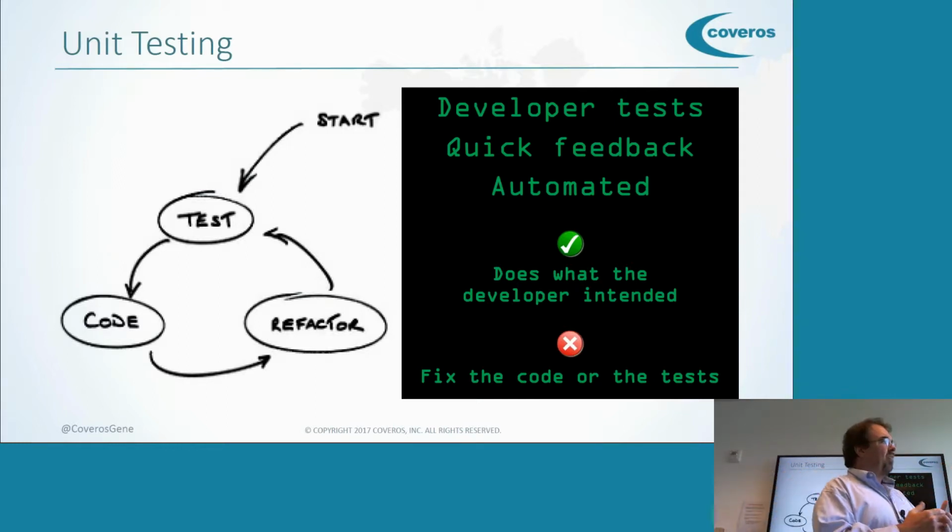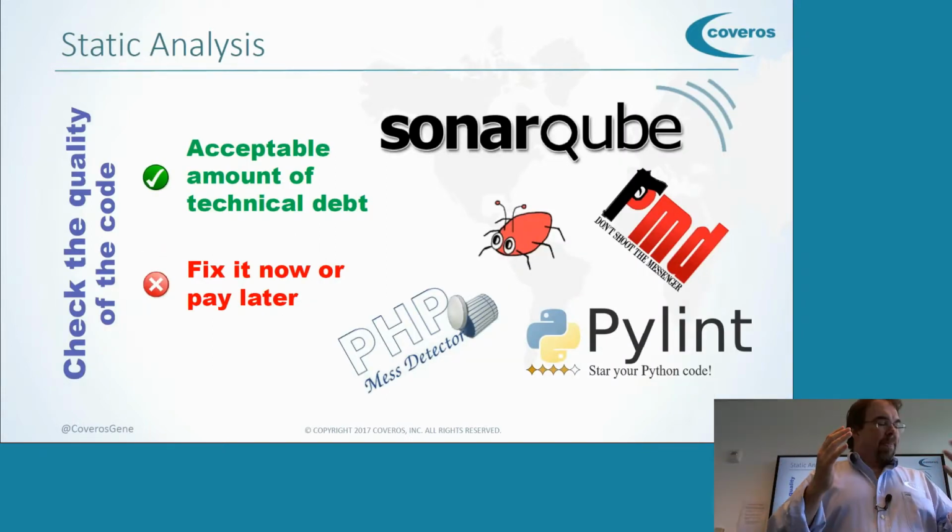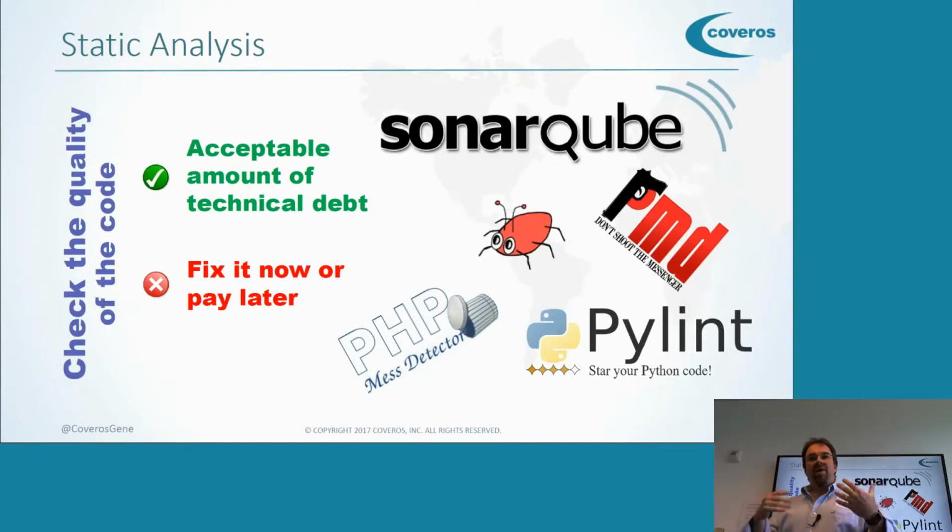Unit testing, quick developer test. Does the code do what the developer intended it to do? Not necessarily what it's supposed to do. They need to be quick. They're going to be automated. And if we break anything, we need to stop right there.